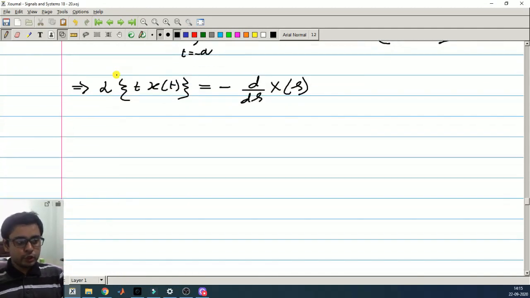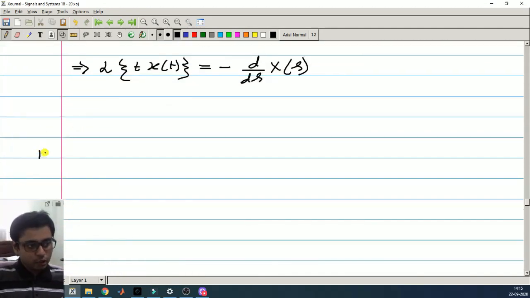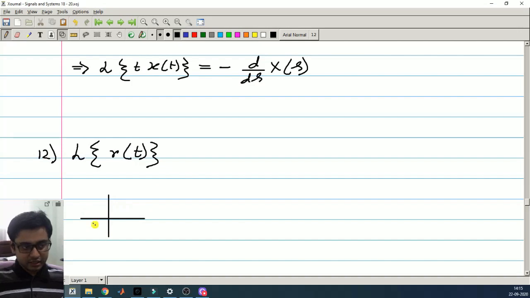Great. Now using this property, we can derive the Laplace transform of a ramp function r(t). Recall, a ramp function is like this. It is 0 before time 0, then it increases linearly at an angle of 45 degrees with time. So this therefore can be written as the Laplace transform of t multiplied with u(t).